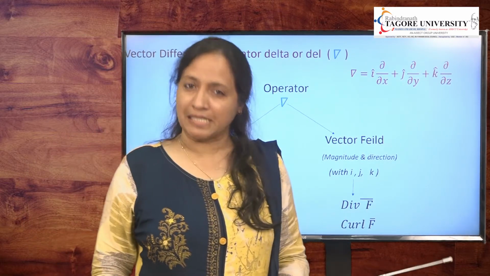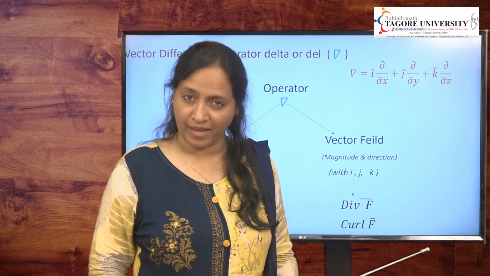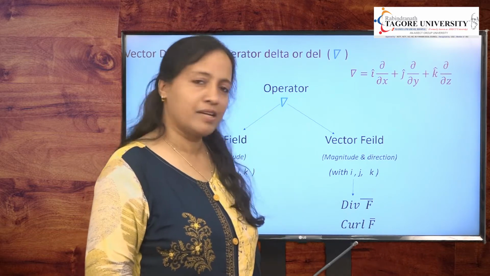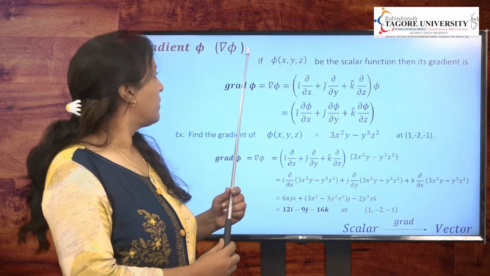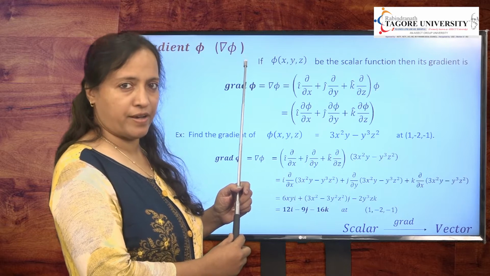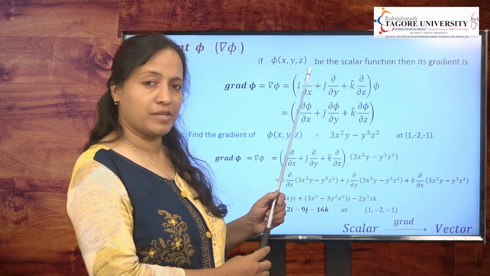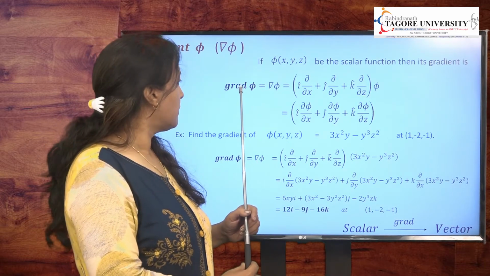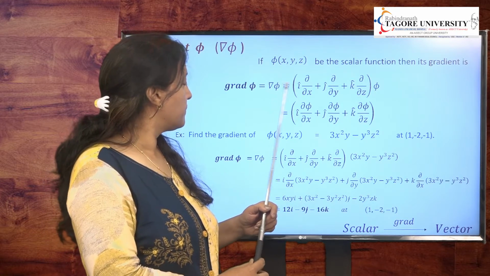If a function is a scalar, then it is used for gradient, and if a function is a vector, then it is used for divergence as well as curl. Gradient of phi: this operator is used for the gradient of this scalar function phi. Let us take a scalar function phi of x, y, z.